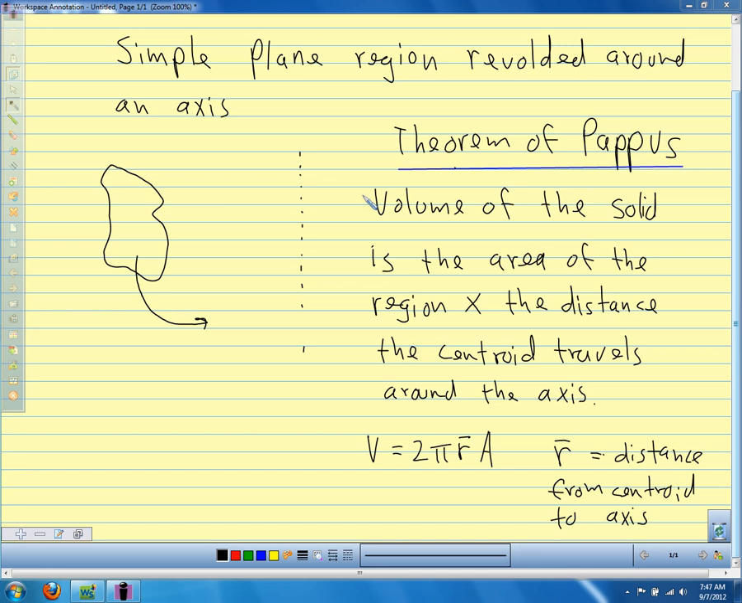An interesting exercise. It's not difficult to show that the theorem of Pappus is true. So if you take an arbitrary plane region and find the location of the centroid by the techniques that we've used and compare that to the volume of revolution using methods that you've already learned, for a region like this, you could use cylindrical shells, and you can show that they're the same.